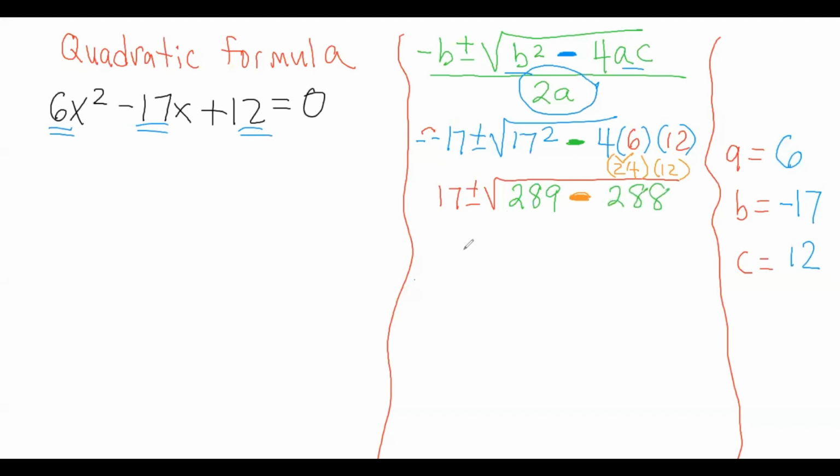Okay, 288. Now when we write this out, we're almost to our finish line. We're going to have two separate answers, right? We're going to have 17 plus the square root of 1, divided by 2a. What does 2a mean? That means 2 times a. What is 2 times a? 12, right? Because a is 6, so that's 12.